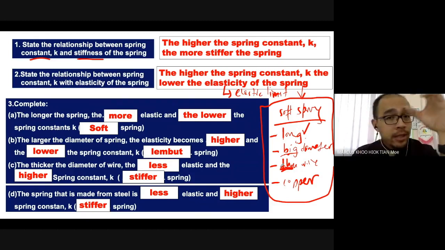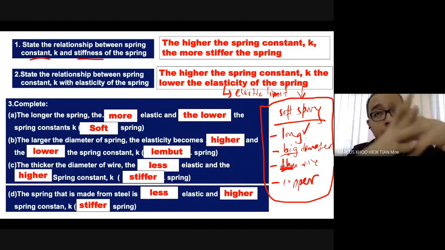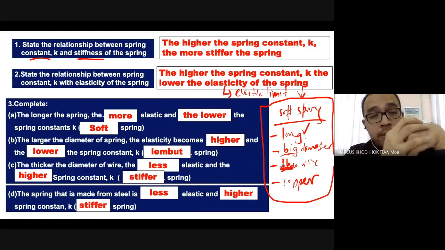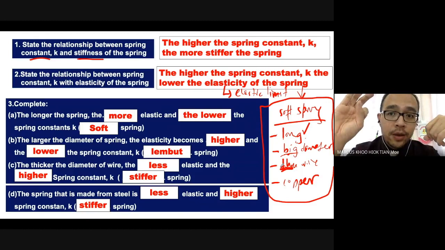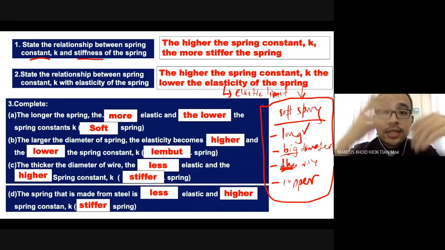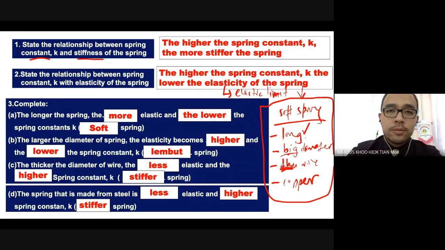But the diameter is actually quite small. Compared to other springs, the diameter is actually very small. Okay, but the most important thing is that the wire is very thick. Okay, so it's a stiffer spring lah. Of course, if I'm not mistaken, the car suspension spring is made of steel. Okay, that's why it can withstand more weight.